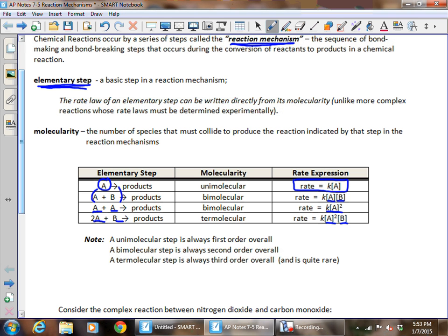We can't do that with an overall reaction. We've already established that determining the m and n values, the order of those reactants, can only be done experimentally for an overall reaction. Only for elementary steps can you determine it by its molecularity.